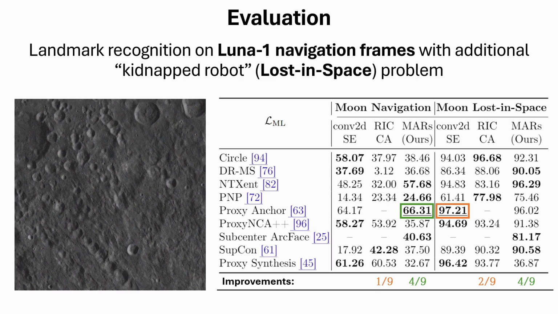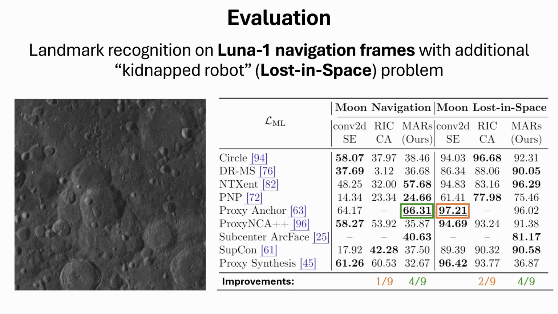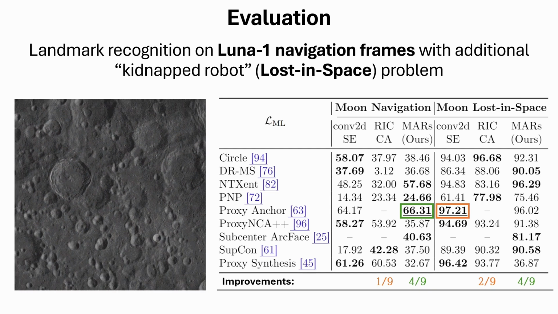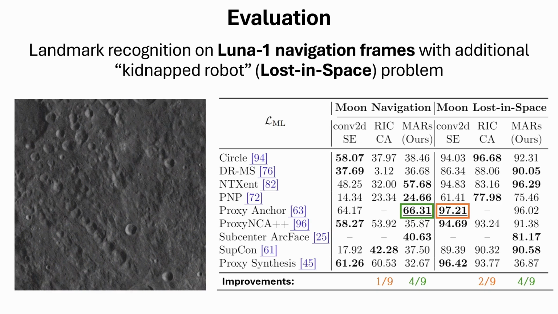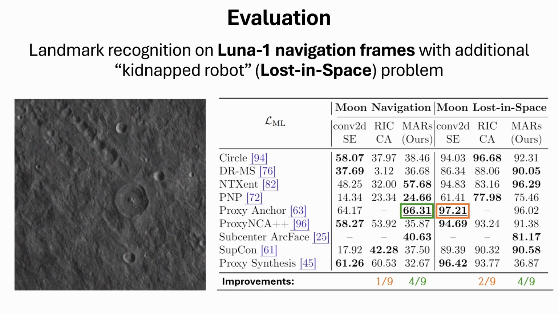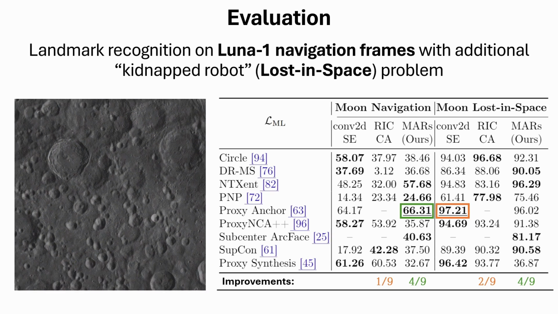For landmark recognition during this navigation, the proxy anchor metric learning loss with MARS attention constraints performs the best. For an emulated kidnapped robot problem over the different orbits of the navigation frames, MARS retains competitive performance overall and improves many metric learning losses where rotational invariance and coordinate attention layers fail.